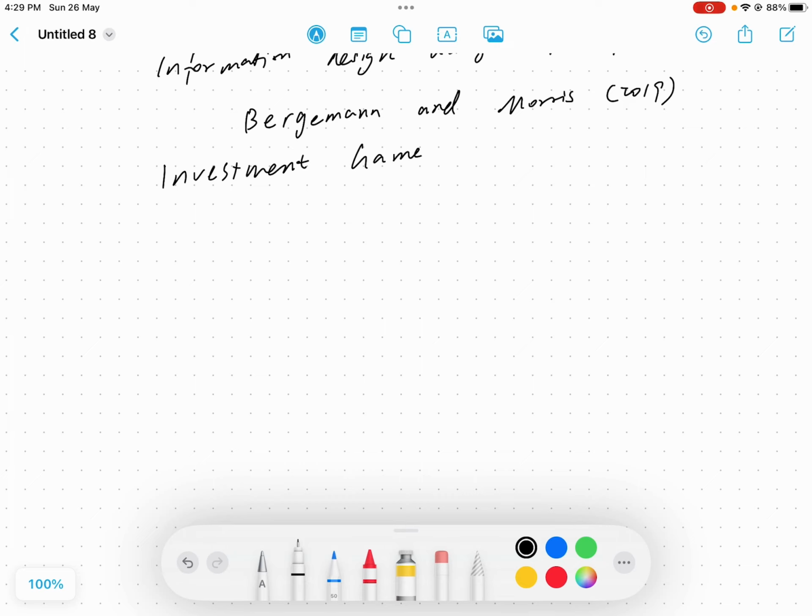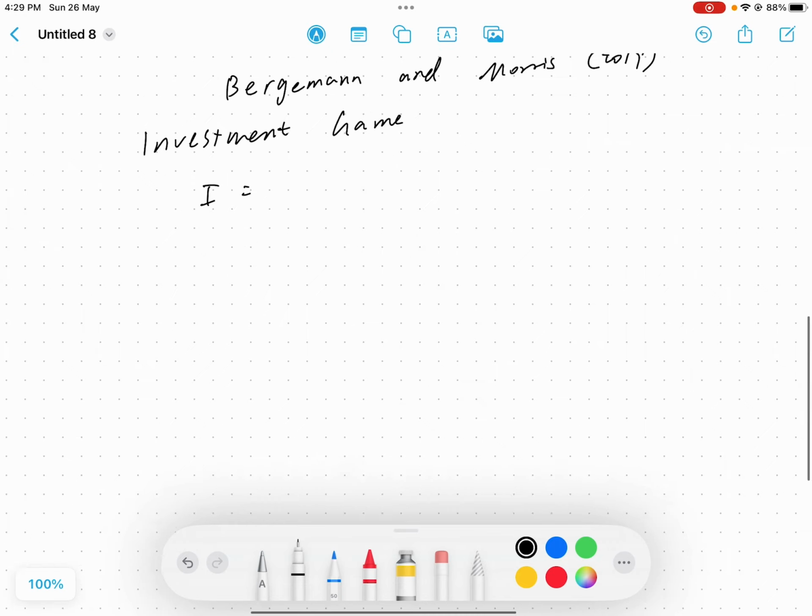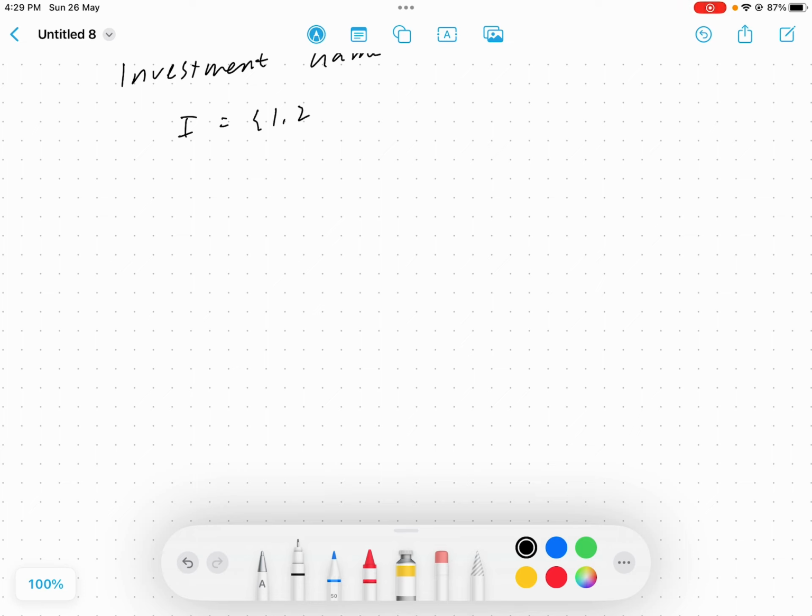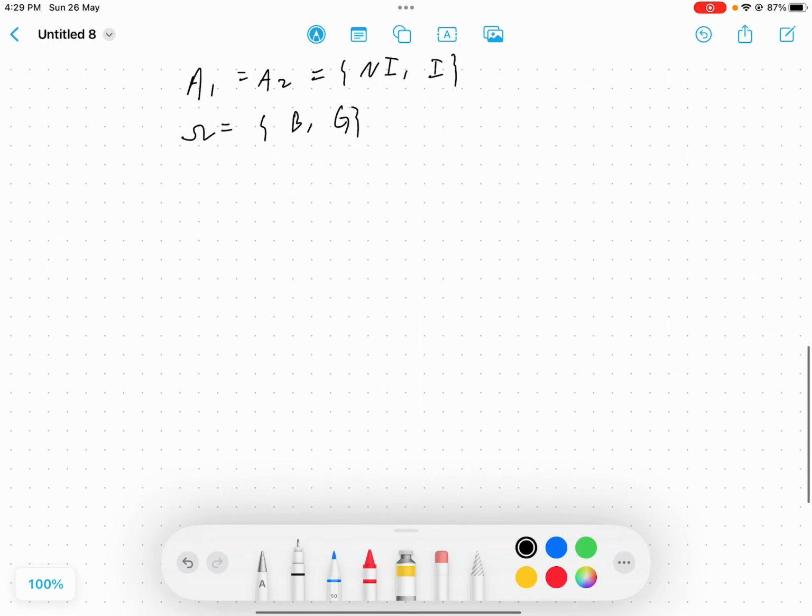So in the setting, there are two people trying to invest in the market. Those two people are both the decision makers, and there is one information designer outside of this game. So namely, our I includes 1 and 2, and the two agents have the same actions, either not invest or invest. And the state can be bad or good. So the market can be a bad market or a good market. So the prior for both is 1/2.